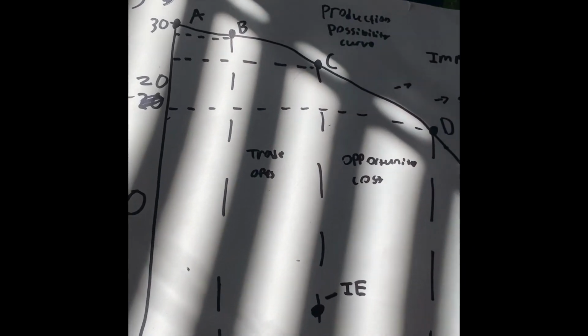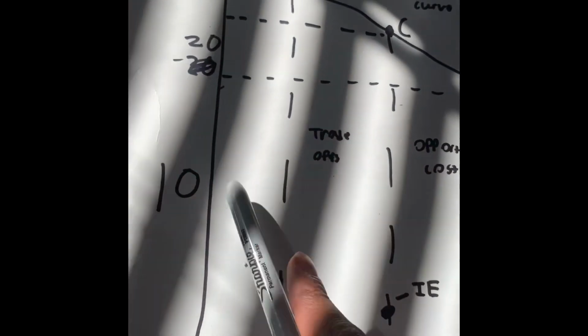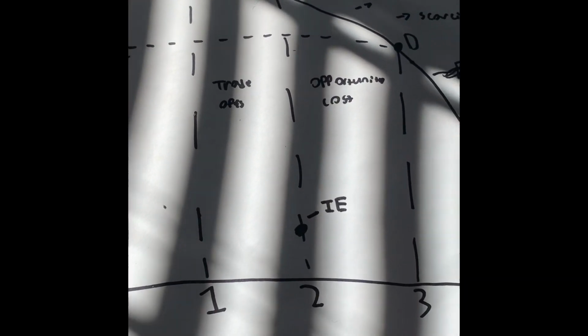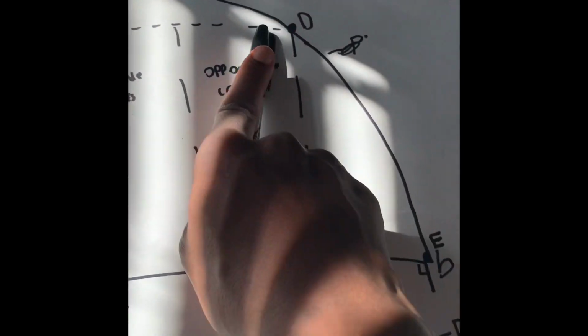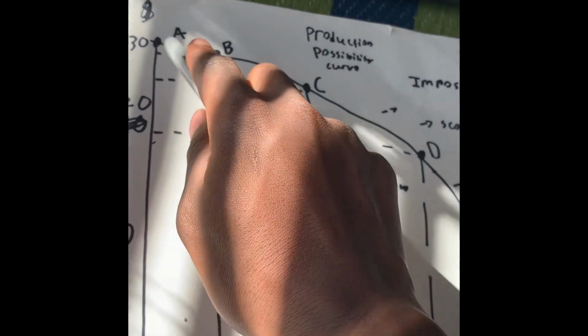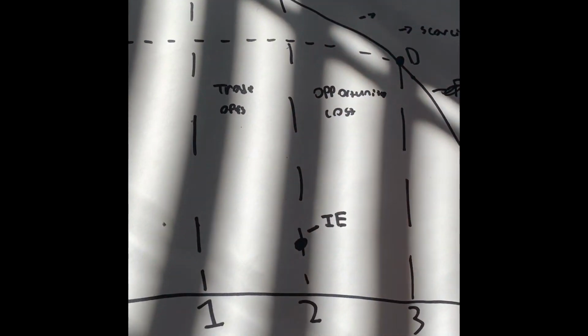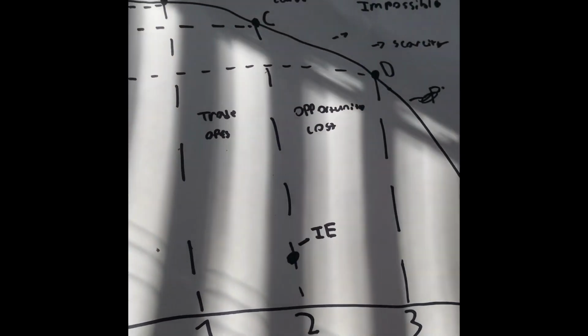And then we have it as well right here on this curve: spears, and then you have butter, as you have point A, point B, point C, D, and E. And you always want to be producing anywhere along this curve because that is the efficient way to do it. Because at any point on this curve, you're using all your resources.